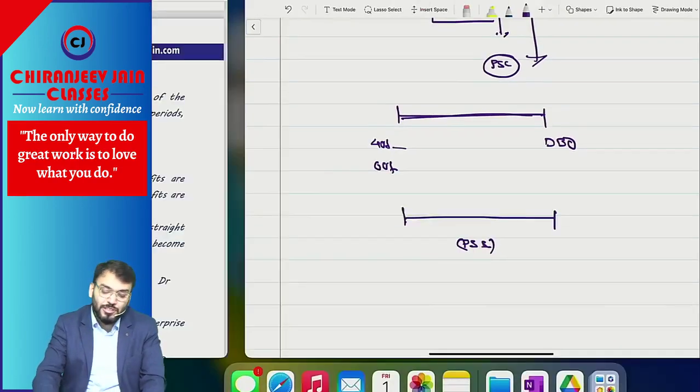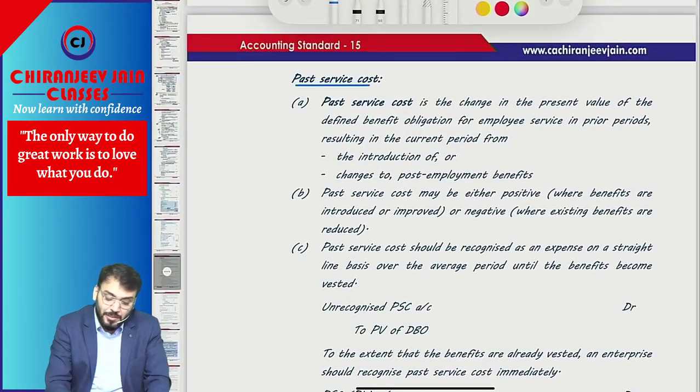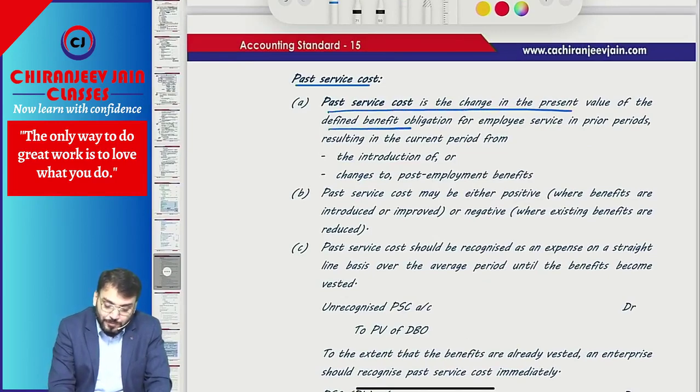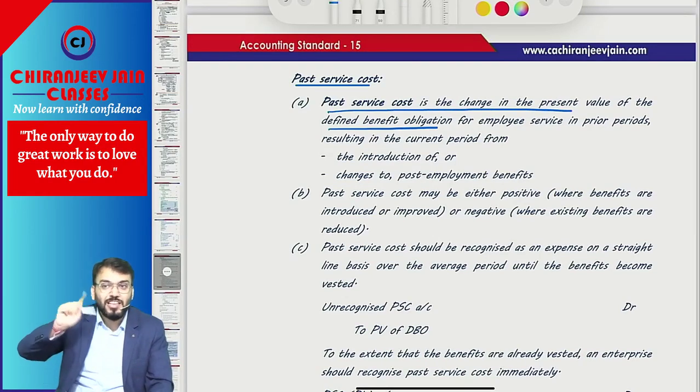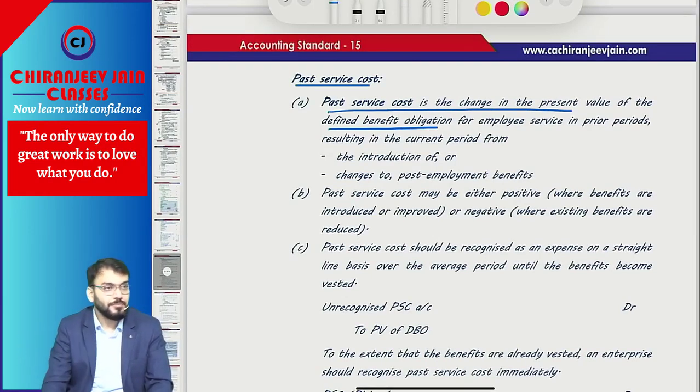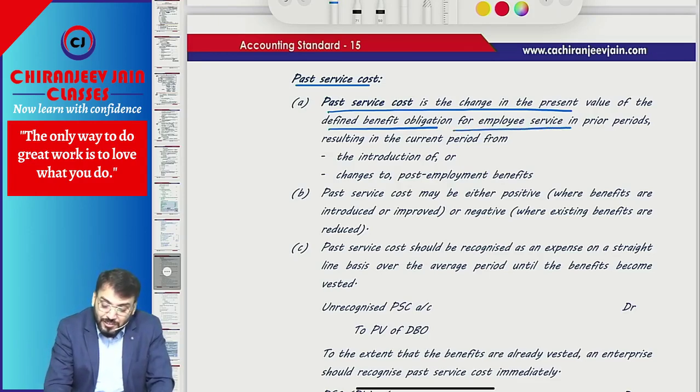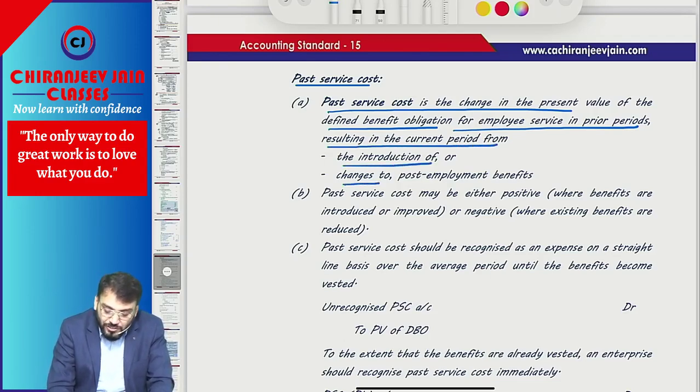So what do they want to say? The past service cost is the change in the present value of DBO, the present value of liability, for employee services in prior periods, resulting in the current period from the introduction of a plan or changes to a post-employment benefit plan.